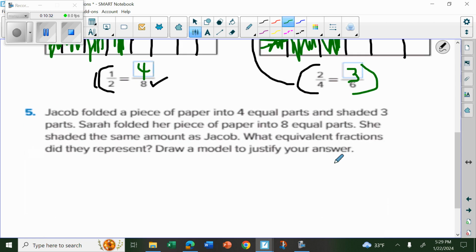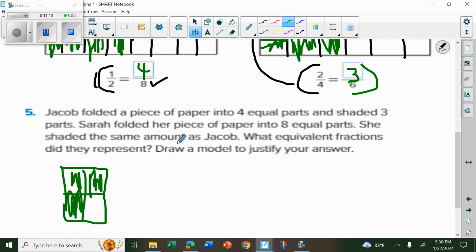All right. Jacob folded a piece of paper into 4 equal parts and shaded 3 parts. Sarah folded her piece of paper into 8 equal parts. She shaded the same amount as Jacob. What equivalent fractions did they represent? So let's start with Jacob. Jacob folded a piece of paper into 4 parts. And he shaded 3 of those parts. 1, 2, 3.